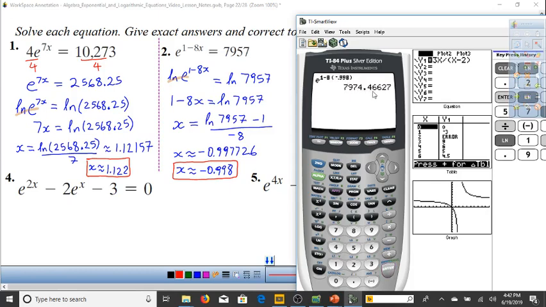Now, if I were to do the same thing, but with the bigger answer, 997726, then I would get a much closer answer right there. All right, so let's take a look at the next example.